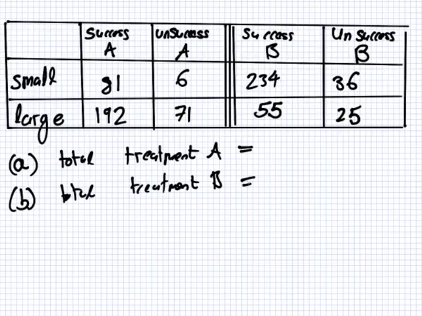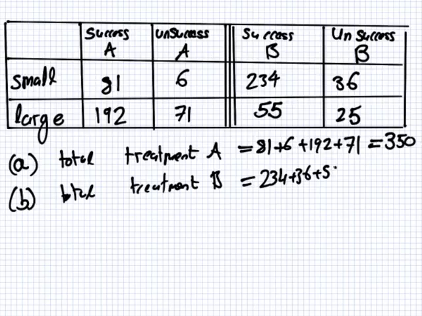Does it mean like a probability or the number? No, just a number. 356. This is for A, is it? Yeah. 81 plus 6, plus 192 plus 71 equals 350. Okay, and then for B, 234 plus 36 plus 55 plus 25.